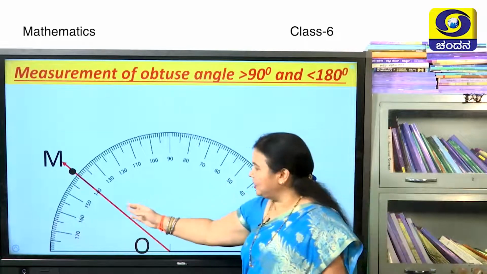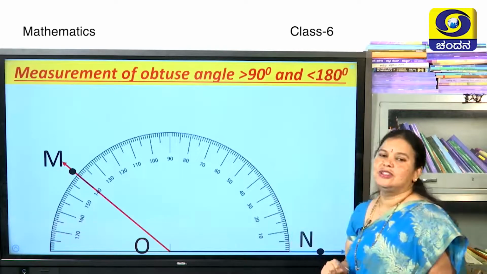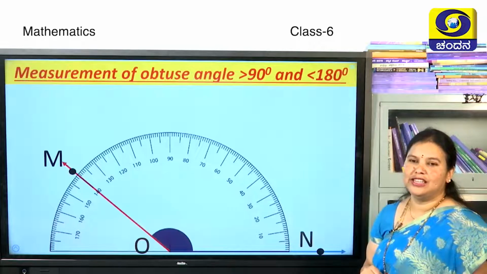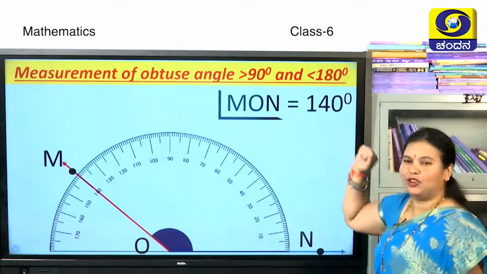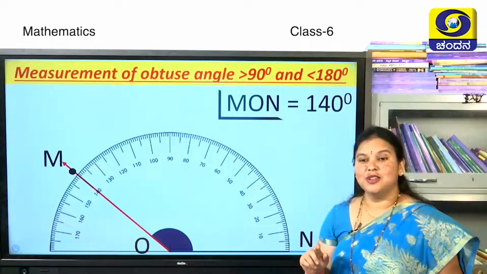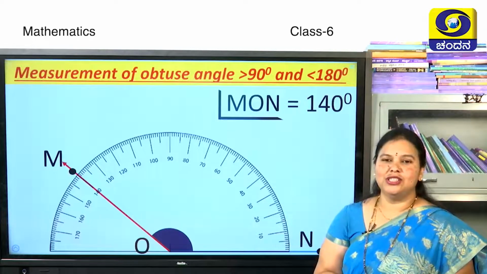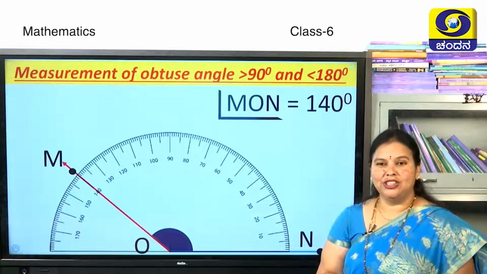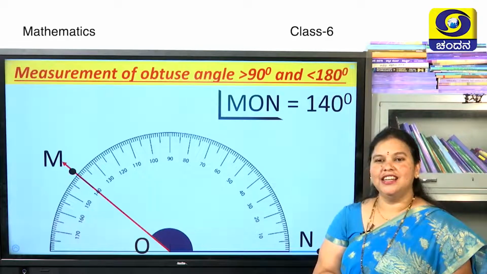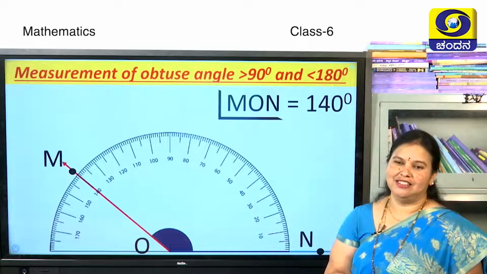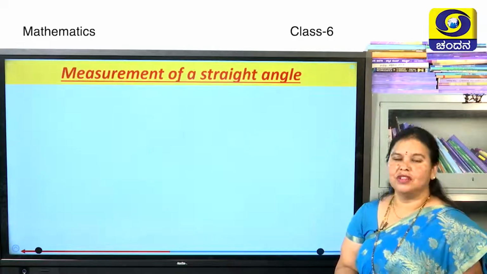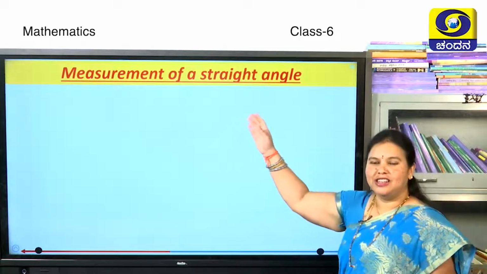See, it is showing 140 degree. So, angle MON is equal to 140 degree, which is more than a right angle, isn't it? So, an obtuse angle is an angle which measures more than 90 degree and less than 180 degree. Understood, children? Now, we will learn measurement of a straight angle.